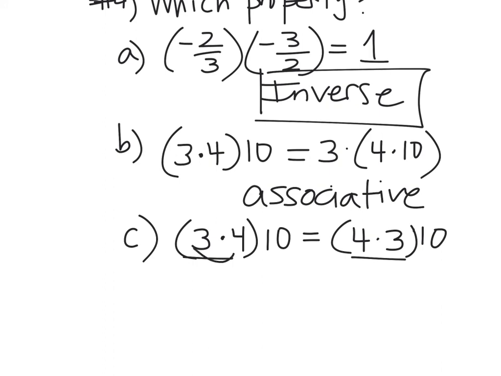What happened was 3 times 4 and 4 times 3 got switched. And which property is that? Commutative. Okay? Commutative. I can never spell that. There we go. So don't just look at, oh, there's parentheses, associative. Make sure you look at what the problem's doing. Okay, and then one more. Last one.